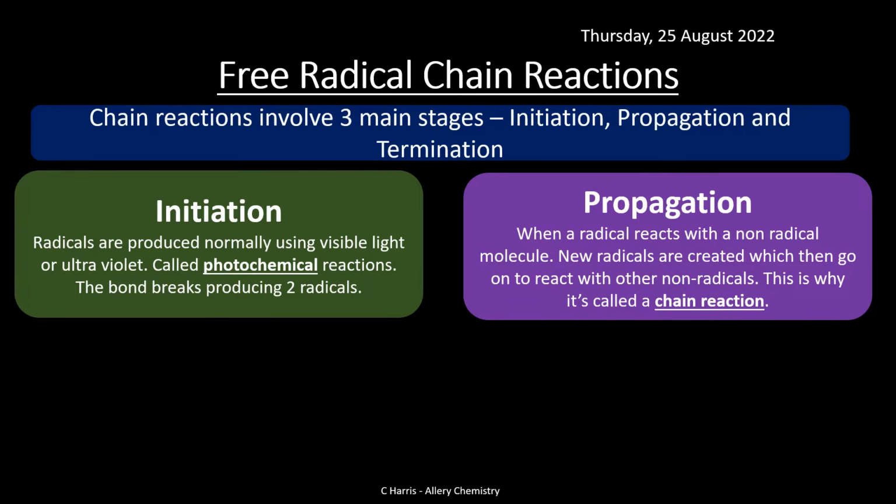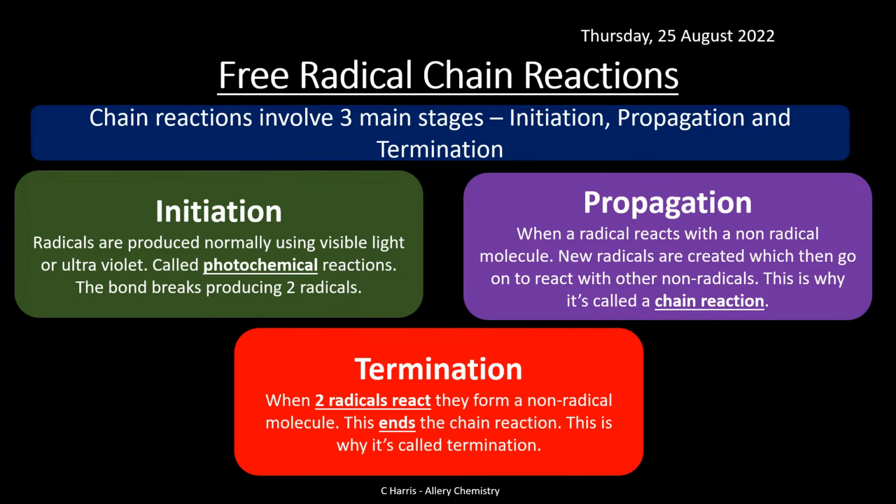Once we've got the radicals, they will then react with non-radicals, and we call that the propagation stage. That's basically where the main reaction happens, so you get these chain reactions that keep on reacting and producing new products. And then some of the reactions have to come to an end at some point, and we call that the termination stage. This is when 2 radicals produced in the initiation and propagation stages collide together, and that ends the reaction, so it terminates it.